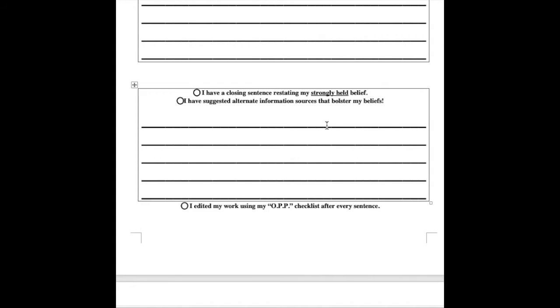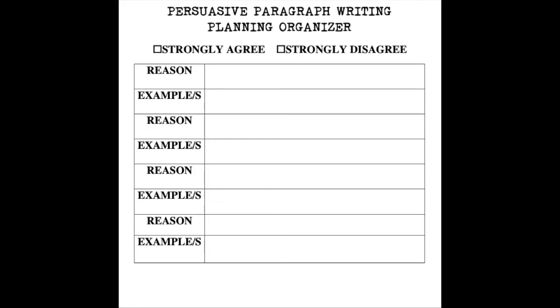The closing sentence restates your strongly held belief, and you've suggested alternate information sources that bolster your beliefs and invite your reader to join in on your side of the argument. Don't forget to apply all 3 steps of our proofreading plan after every sentence. As is the case with any writing text form, planning is key.